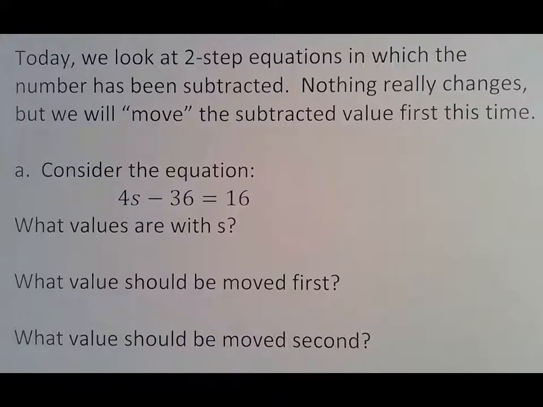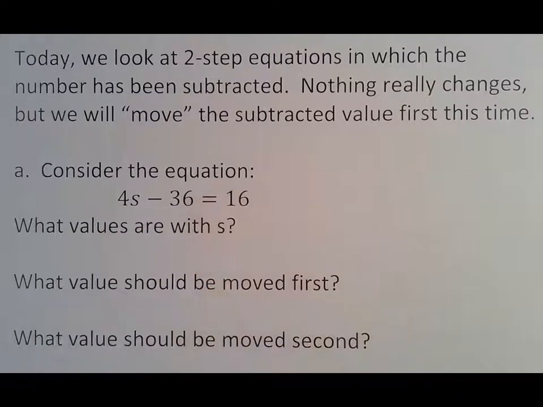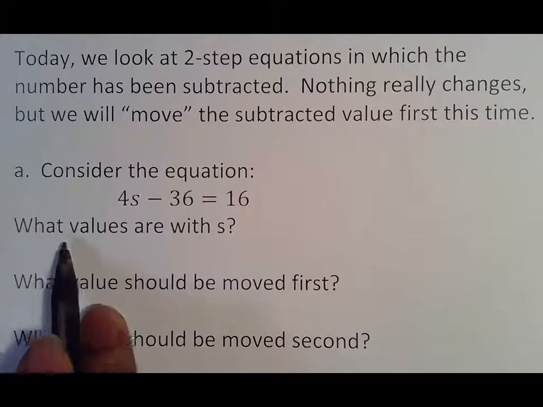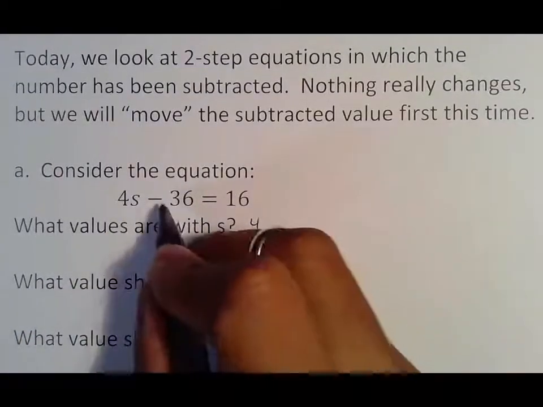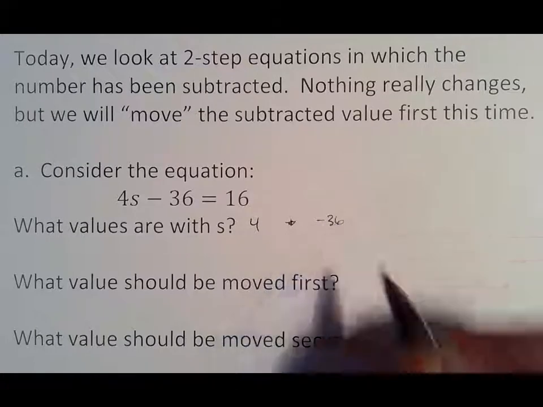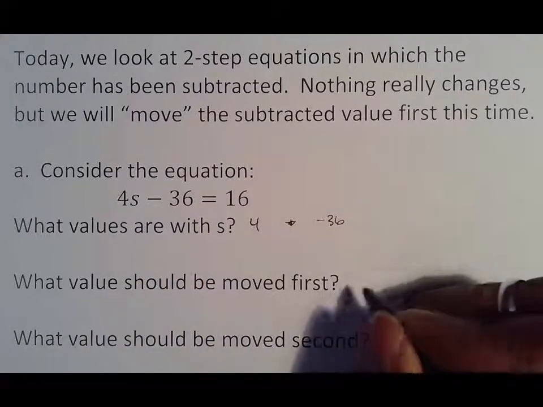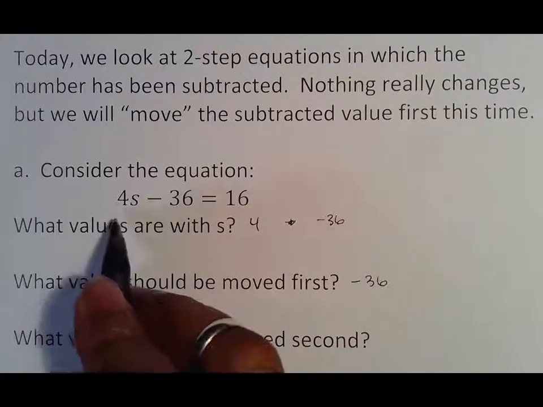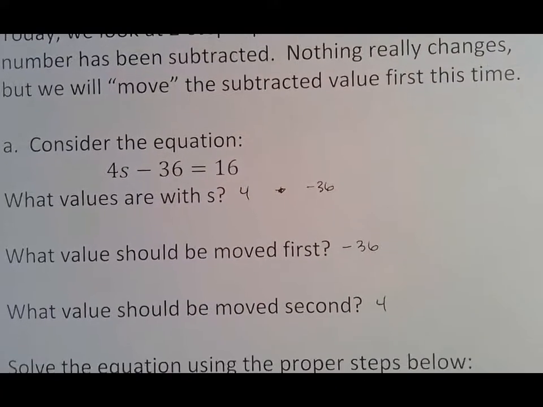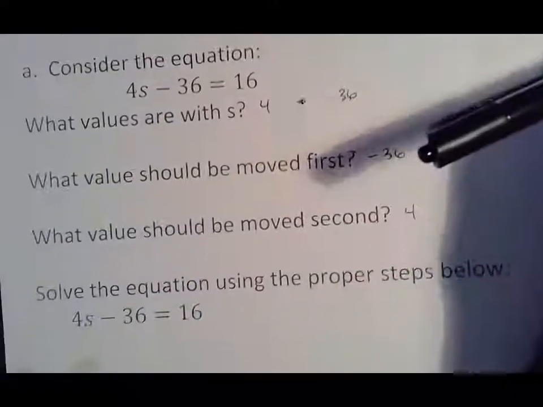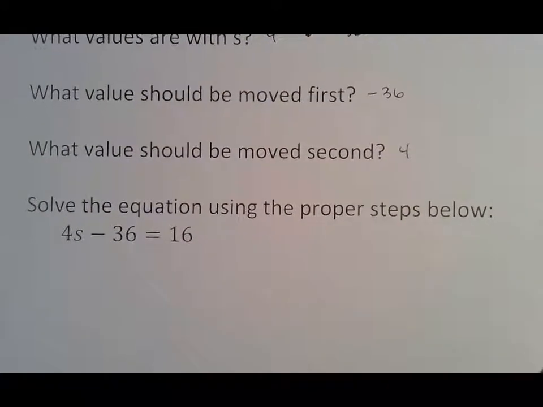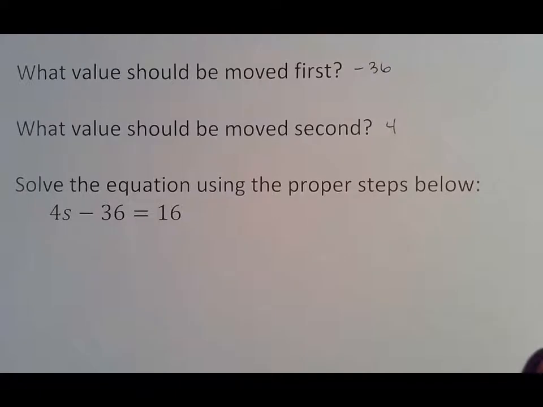So today we're going to look at two-step equations where the number's been subtracted. Nothing really changes. That's why I said this should be an easy week if you did your work in chapter 2. We'll move the subtracted value this time because addition and subtraction represent the same kind of number. So what values are with s are 4, and remember you have to say negative 36. What value should be moved first is the added number, negative 36. What value should be moved second is the number attached to the variable, which is 4. That is the difference today: it's a negative number attached instead of a positive, but that's still being added. You can add a negative, you can add a positive.